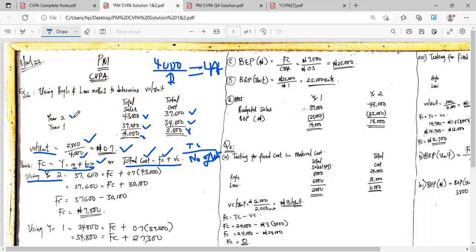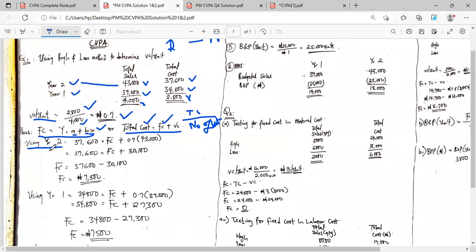Remember, I can either use year 2 data or use year 1 data. I will still get the same answer. So I want to pick year 2 because year 2 has total cost. Year 1 also has total cost. So which of the total cost can I pick is the question. Costing allows you to pick any of the total cost. So if you are picking year 2, you can pick year 2. If you are picking year 1, you can also use year 1. So in this case, let me use year 2 first to test.